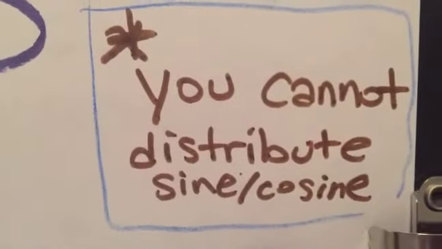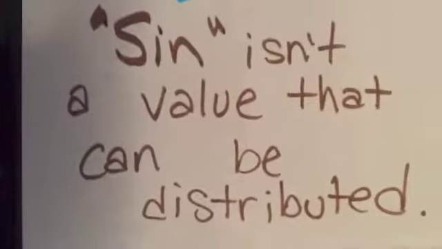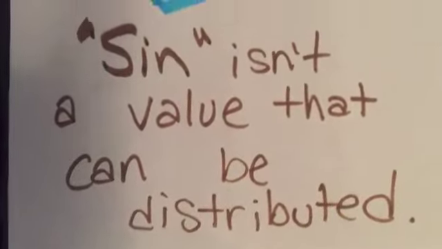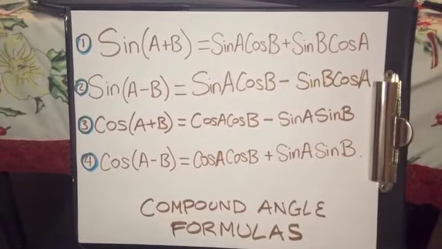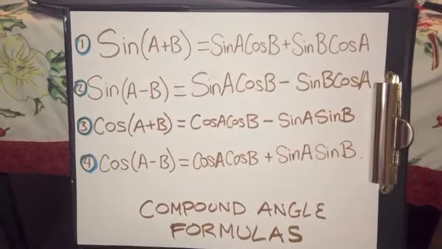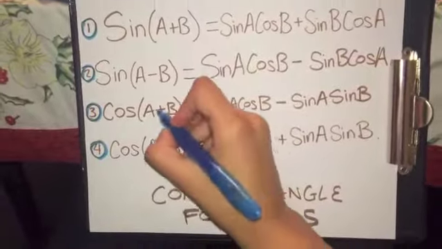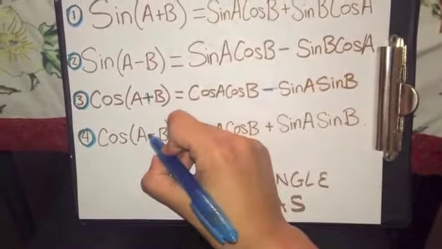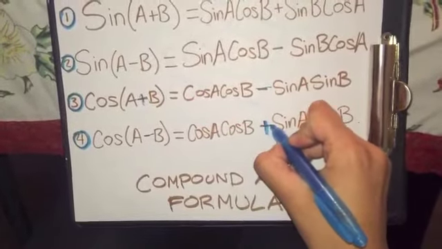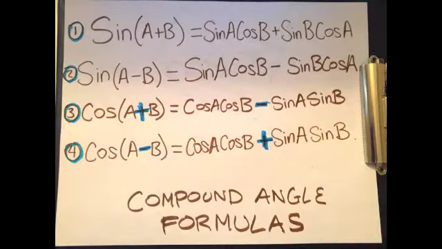You cannot distribute sine or cosine, and this is because they are not values that can be distributed. These are the four formulas that we will be using this year. A common mistake is forgetting that the cosine formulas have opposite operation signs. Cos A plus B means you're going to have to subtract, and cos A minus B means that there is addition. So be careful. You are not required to know how the formulas were derived, and you don't have to memorize them. You will be expected to be able to recognize when they can be used to solve.